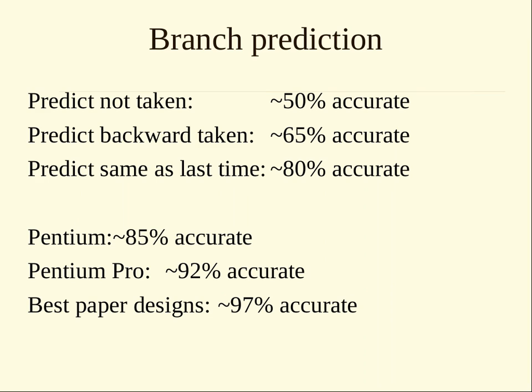Why is it so important to be accurate? Performance. This is just 5 stages. Pipelines nowadays are between 20 and 40. So each time you're wrong, you're losing 20 cycles or something. You're losing a lot of time. You want to be accurate here. So this is very, very important.